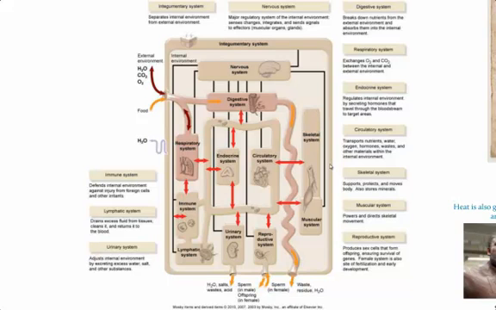So none of the different organs and organ systems that we're going to learn about in A&P 1 or A&P 2 exist in isolation. They're all working with and for the rest of the components of the body.